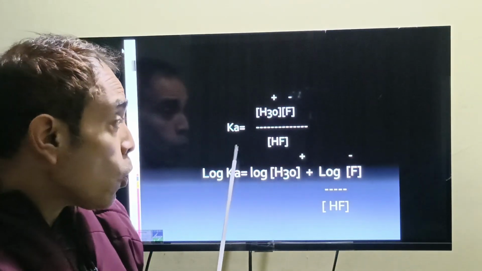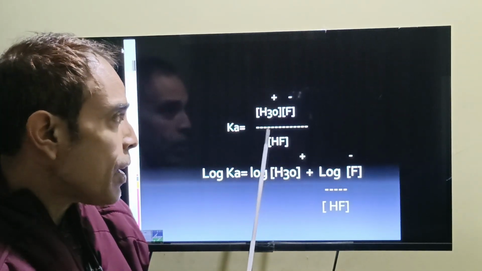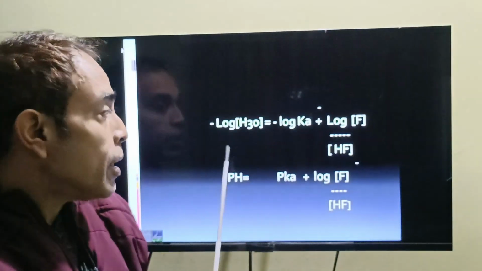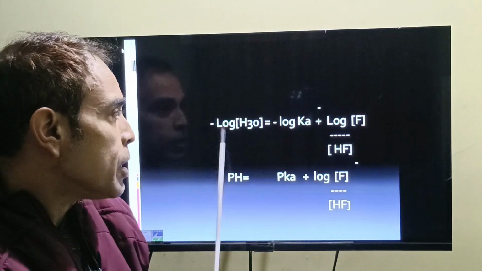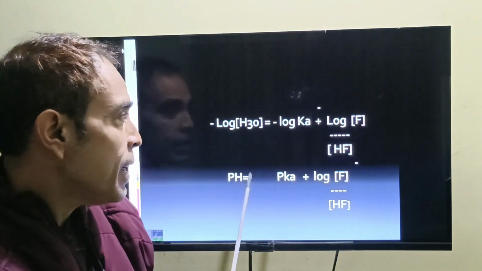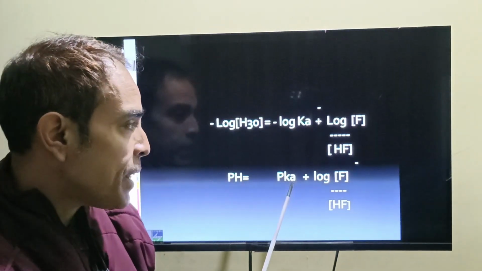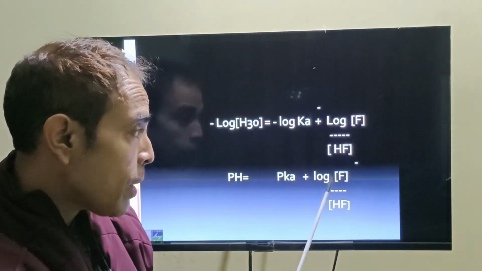Now if you take the logarithm of this equation, log K is equal to log of hydrogen ion plus log of fluoride by hydrofluoric acid. Putting a negative on both sides, negative log of hydrogen ion is equal to negative log of K plus log of fluoride ion by hydrofluoric acid. The negative logarithm of hydrogen ion, as we all know, is pH. So this becomes pH equals pK plus log of fluoride by hydrofluoric acid. So we get one part of the equation.